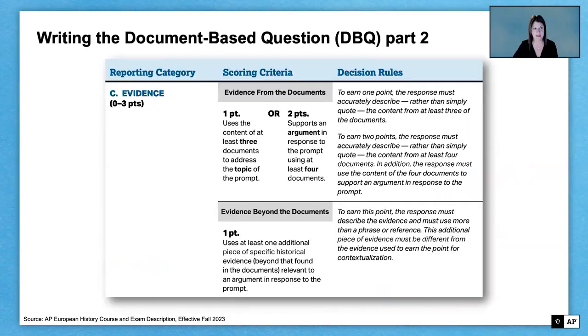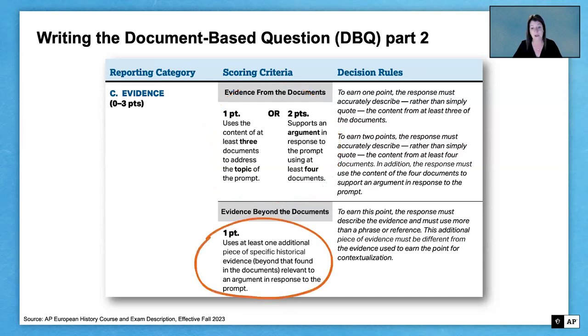The previous video was parts A and B of the rubric. Today we're going to look at C and D. We're starting with evidence, and there are actually 3 potential points for evidence in the DBQ. You can get evidence from the documents, and you can have 1 or 2 points there. The first, low-bar point uses the content of at least 3 documents to address the topic. But we're really looking for the 2 points for evidence, supporting an argument in response to the prompt using at least 4 of the documents. That's a new number this year, 4 documents clearly supporting an argument.